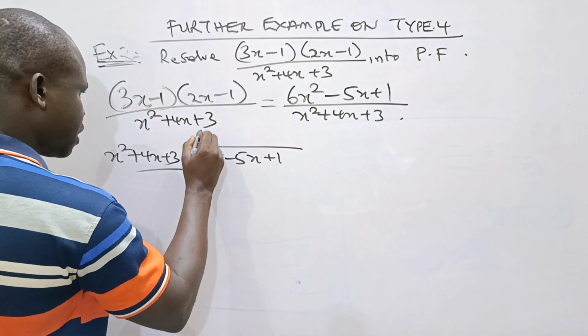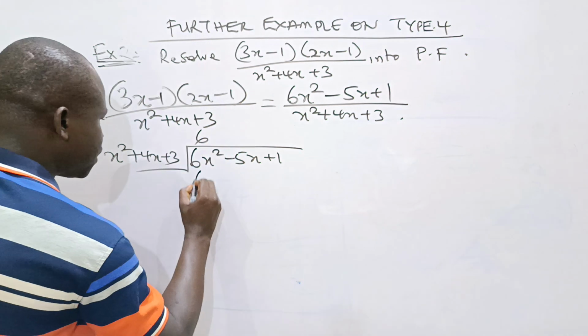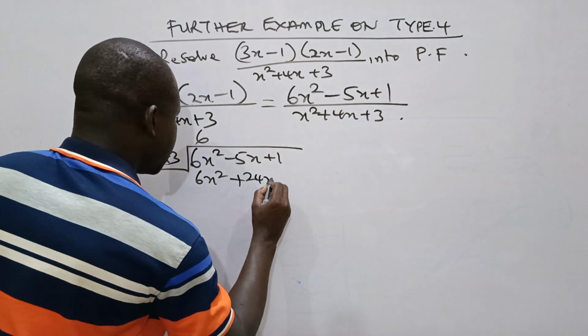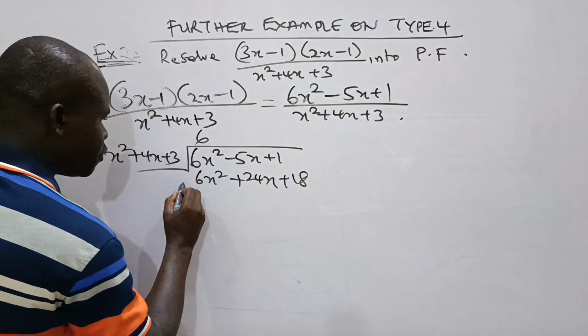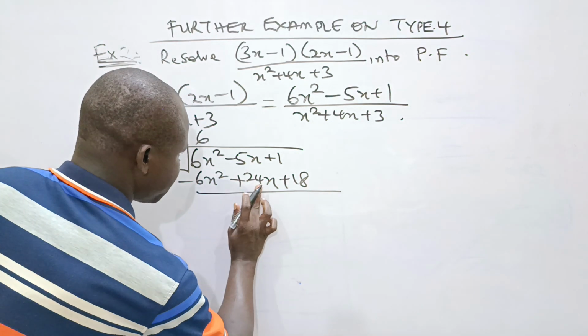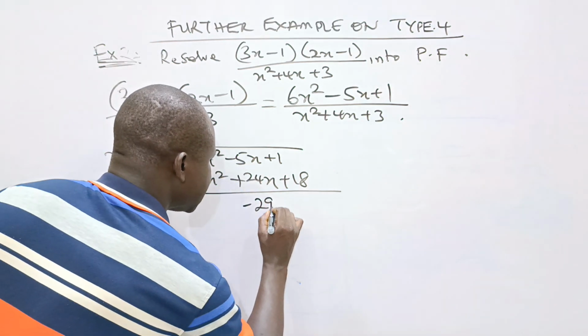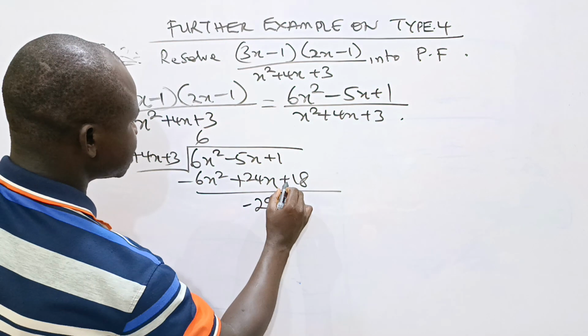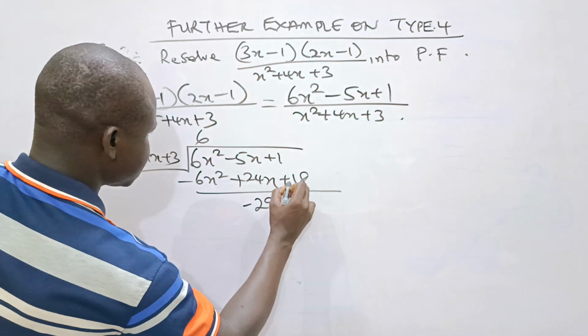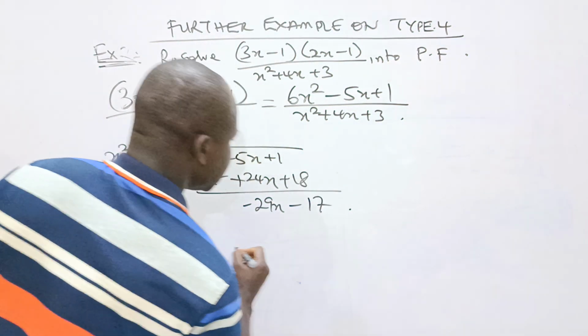What will I use to multiply this with? I'm going to have something in the form of 6. Then I'm going to have 6x squared plus 6 times 4, 24x plus 18. So there will be this natural minus that comes in. Then here will become minus 24x. I'm going to get minus 29x. Then this will be minus 18. So minus 29x, then minus 17. That's what I'm going to get.